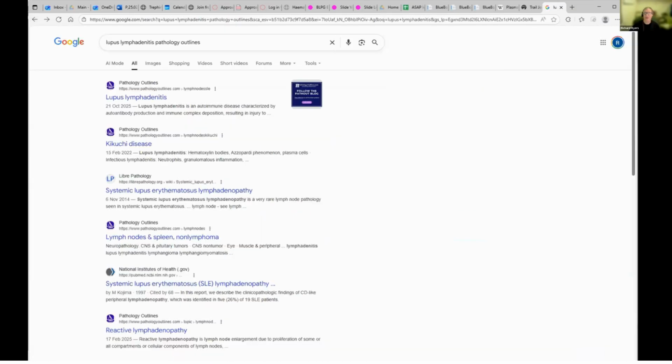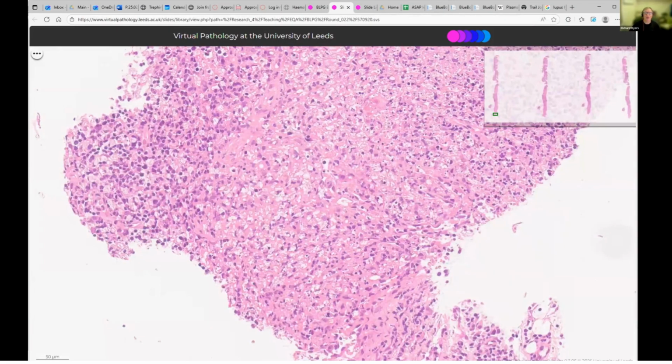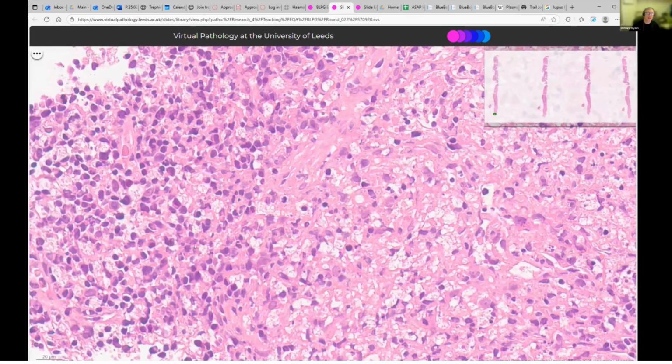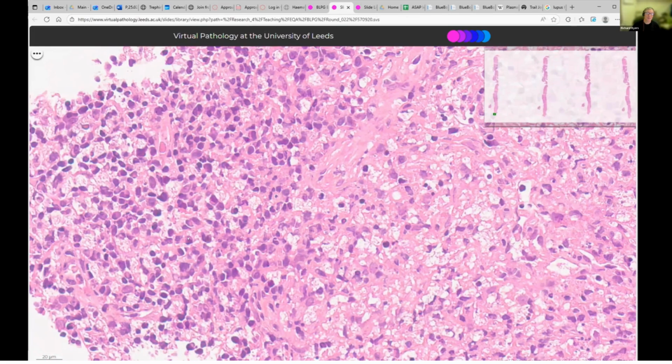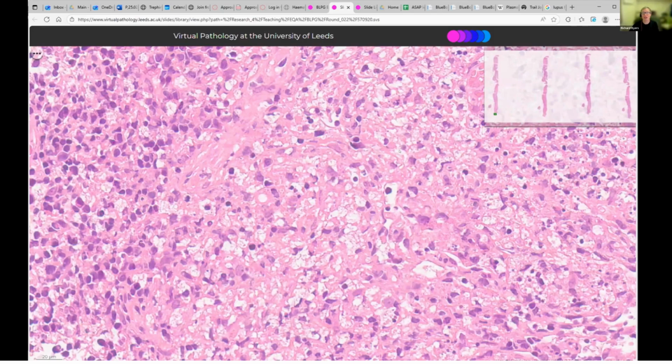You're right. Okay, so let's go back to the case and see if we can find any plasma cells. Well, at this power, actually, there are some plasma cells in here. There's some plasma cells here. But I think, again, with these cases, it's really important to give a differential.